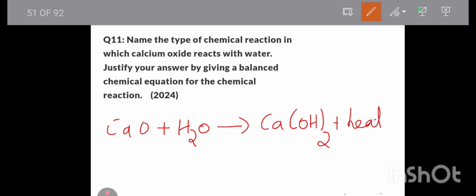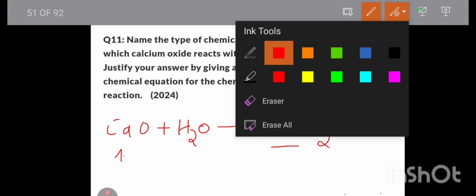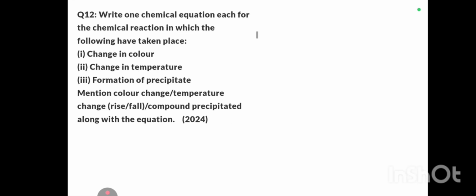Calcium oxide is our quicklime. Here you can see two reactants are combining together and forming a single product, which is called calcium hydroxide. Along with that, heat is liberated. So it can be categorized as a combination reaction because two reactants combine to form a single product, and also as an exothermic reaction because heat is liberated during this process. Hope this question is clear to you. Let's move on to the next question.